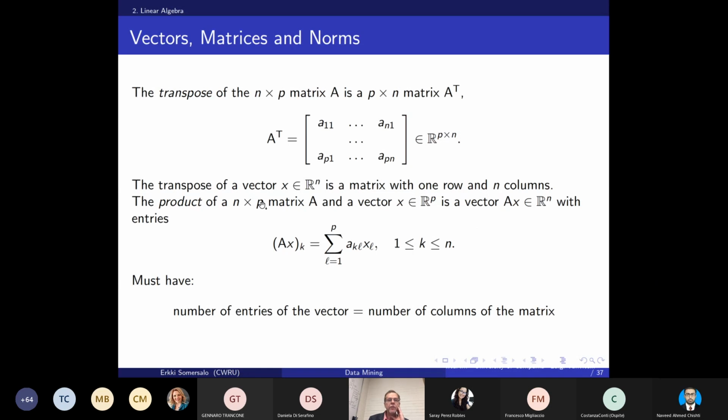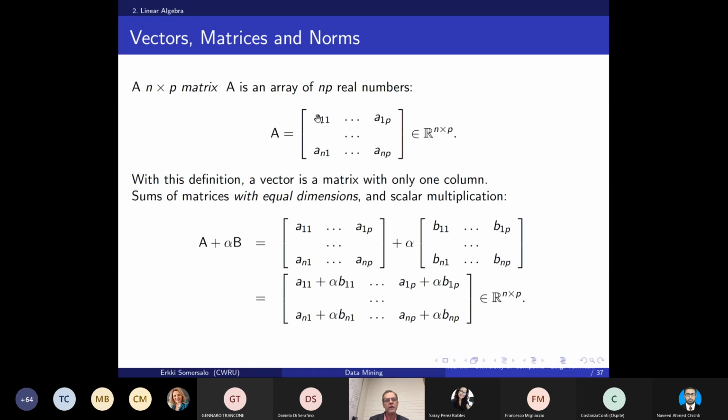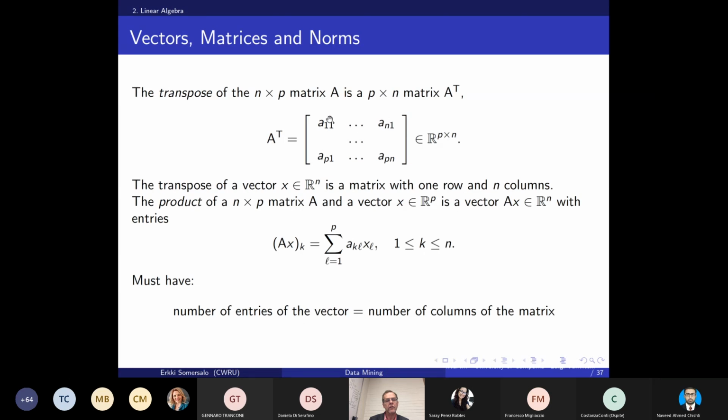Now, transpose means, of course, that we are changing the role of the rows and columns. So you start with the matrix A, which is here. You take the first column and you make it a row in your transpose. You take the second column and you make a row of it. And so this way you get the transpose of the matrix. And if your original matrix was n by p, the transpose is p by n. So you're reversing the role of rows and columns. And of course, transpose of the transpose gives you back the matrix.